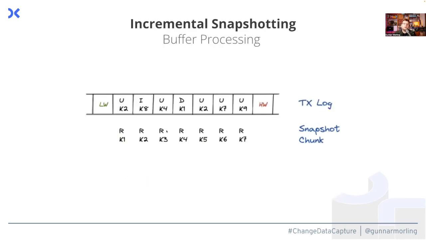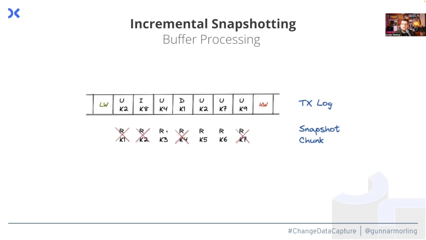And now those watermarks allow us to correlate a specific snapshot select chunk with a part which we read from the transaction log. So let's look a little bit closer at one of those chunk processing steps. Here we have our low watermark, then a few operations as they were happening in the database: an update, an insert, an update, a delete, a few more updates, and then the high watermark. And at the same time, we have the result set from this snapshot select for this particular chunk.